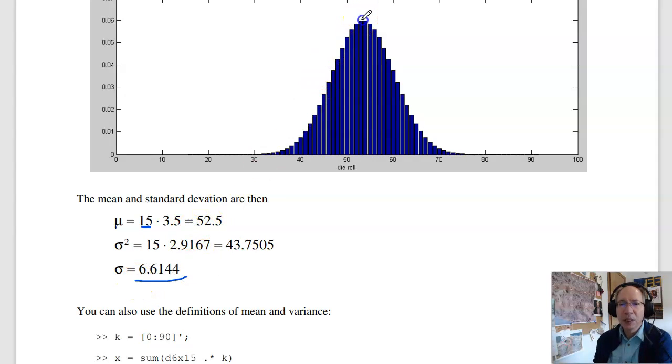So the mean is the average. The variance is the measure of the spread. The wider it is, the bigger the variance, or the bigger the standard deviation. And kind of a rule of thumb. If you take 3 standard deviations, that's roughly the spread. So this will have a spread of about 20. So, yeah, about there.